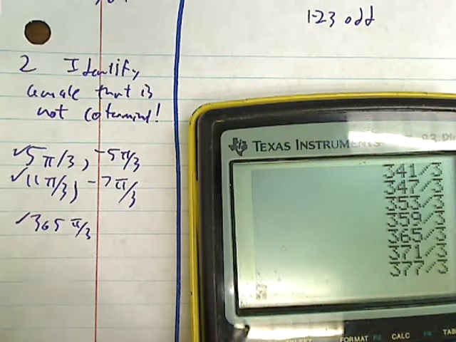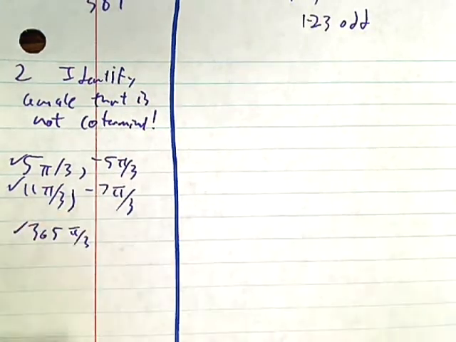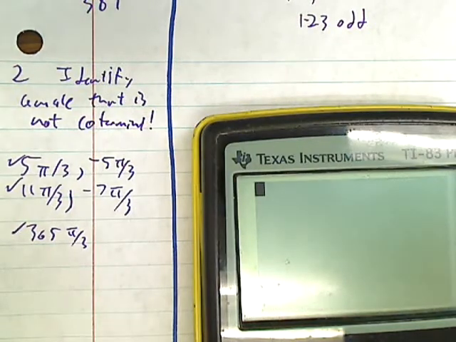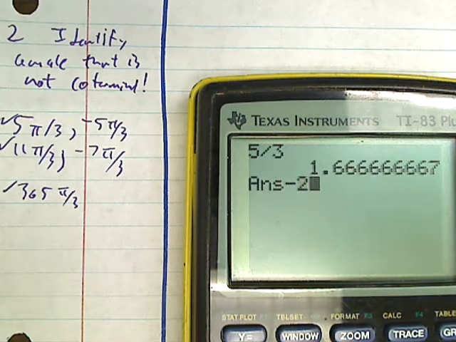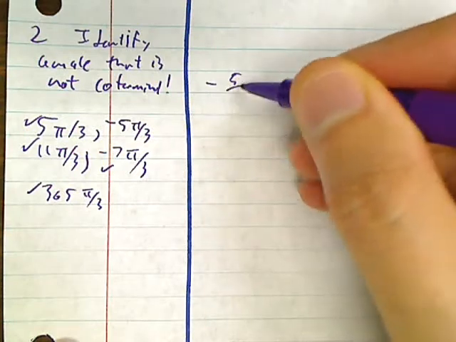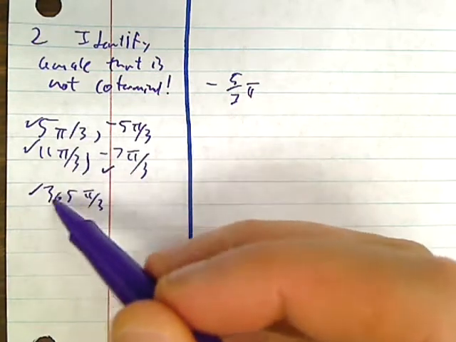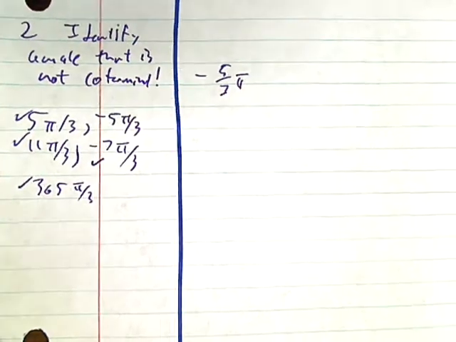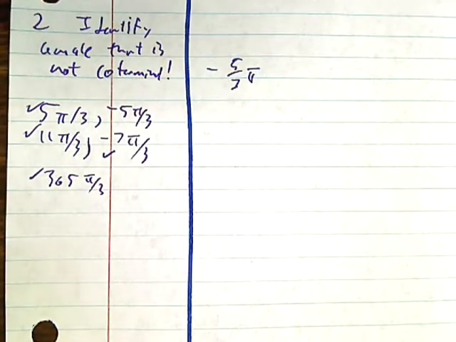Let's start back at that first line, that 5/3, and subtract 2 instead of adding 2. So 5/3, and then minus 2. That gives us the negative 7/3, and we missed the negative 5/3. So negative 5/3 pi is the one that is not coterminal. For all of these other angles, you can get from one to the other by adding or subtracting 2 pi or multiples of 2 pi, except for negative 5/3. You'll never get there.